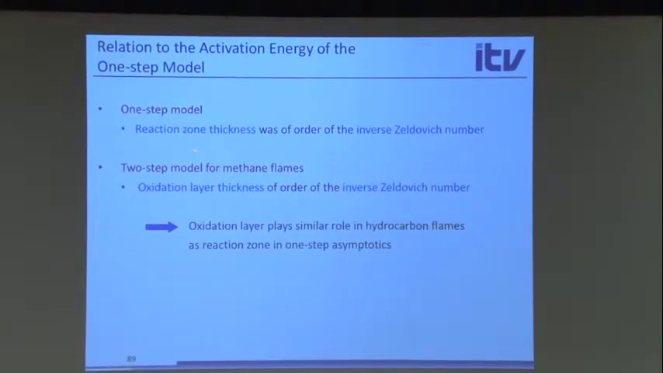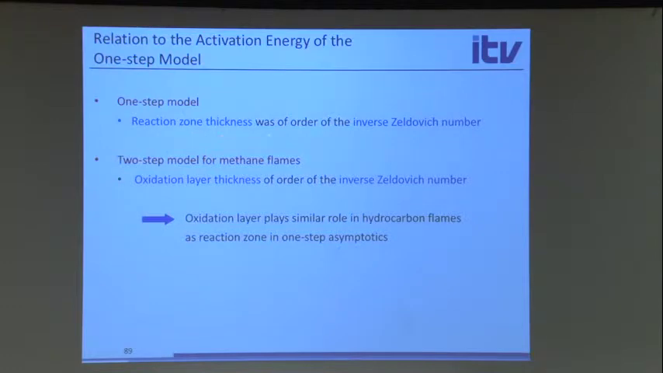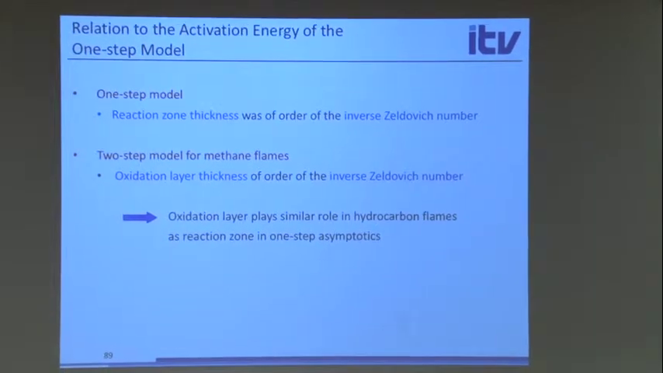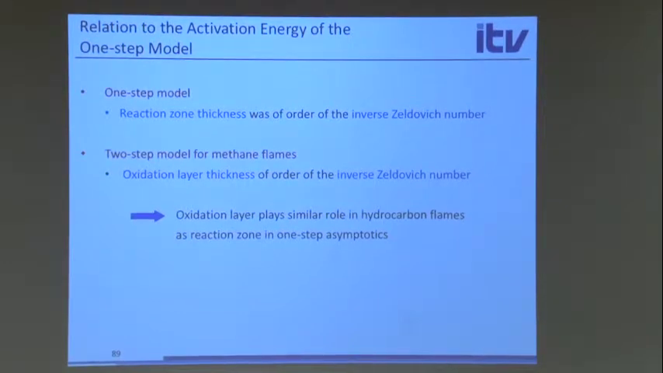What we saw earlier was that the reaction zone thickness was on the order of the inverse Zeldovich number. Remember, we had the Zeldovich number squared appear in the relation. And here for this two-step model, it turns out that the oxidation layer thickness is on the order of the inverse Zeldovich number. So the oxidation layer for multi-step chemistry plays the same role as the reaction zone for the one-step theory. And that makes sense because there we just looked at the thermal effect, just at the heat release, and the heat release here really comes in the oxidation layer, okay?